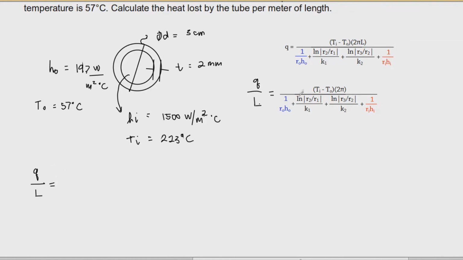So Q over L is equal to Ti minus To. So we have 223 degrees Celsius minus 57. You don't have to convert this to Kelvin since you're subtracting. So anyway, we have 2 pi, and then we divide this.